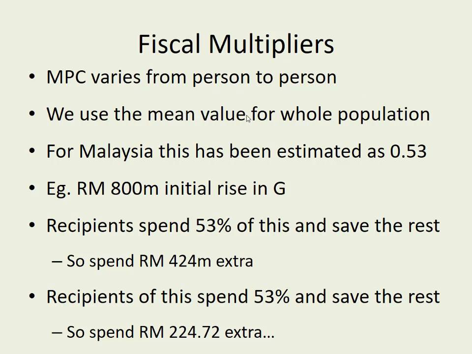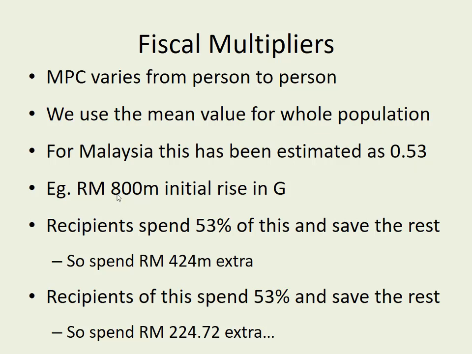So what you do is you try and estimate the mean value for the whole population. And one of the reasons I chose Malaysia is that fairly recently a study estimated it was 0.53. So on average, if your Malaysian gets an extra 100 ringgits, they're going to save 47 ringgits and spend 53 ringgits out of an extra 100. And it varies wildly from person to person. That's the average.